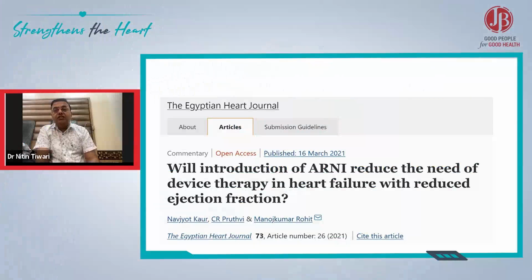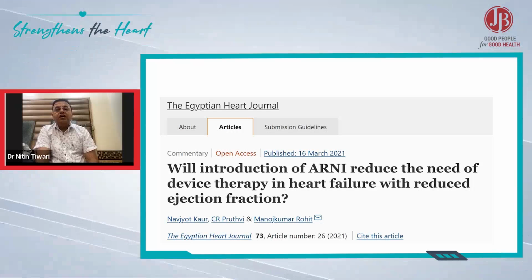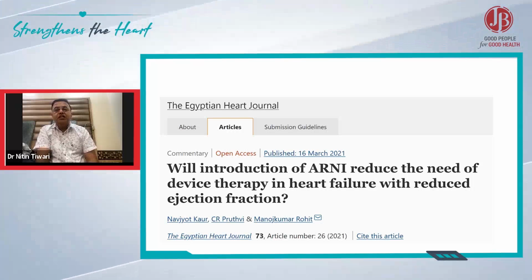You should straight away put ICD or CRT, or you should wait. In the Egyptian Heart Journal, there was a wonderful study by Navjot Kaur, on whether introduction of ARNI will reduce the need of device therapy like CRT or ICD in patients with reduced ejection fraction. Let's see.